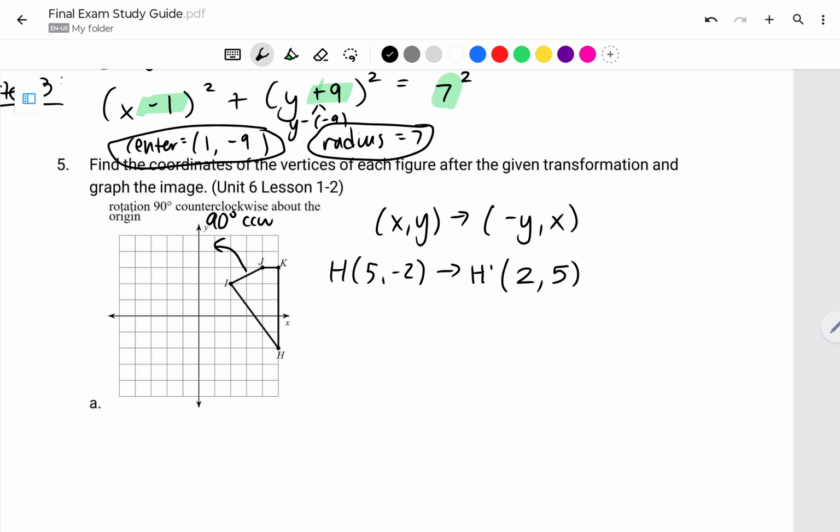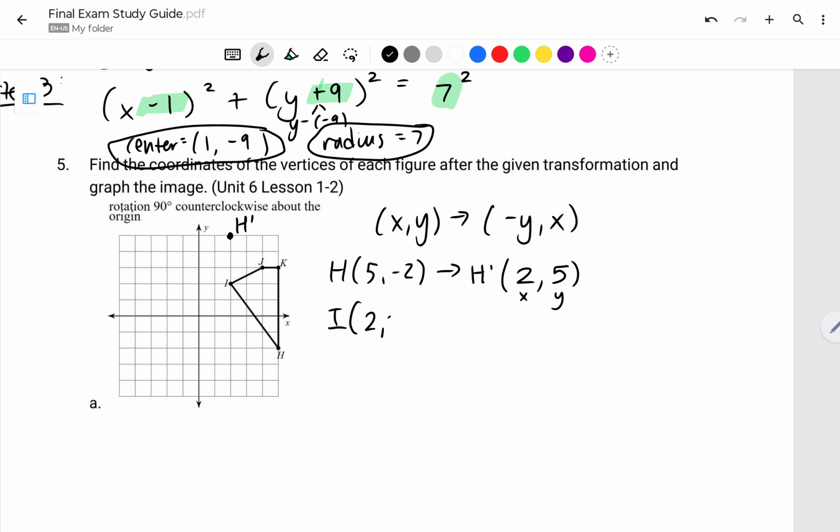Now when I graph this, it needs to be graphed as an x and y, right? The reason why we swap the numbers and flip it is just because we want to get the numbers where they should be, and then now graph it the way it should be graphed. So it's going to be right here. Let me move some of those points. 2 and 5. 2 on the x, 5 on the y. This is h prime.